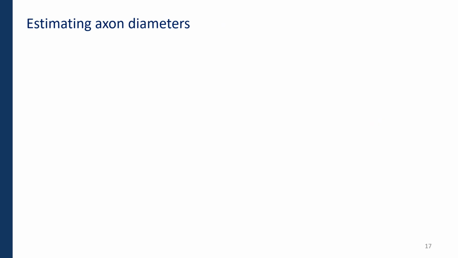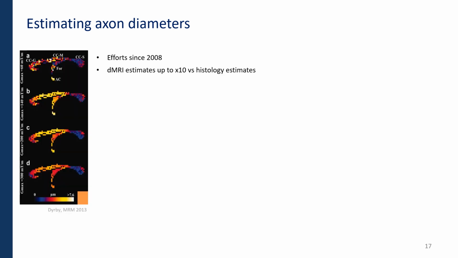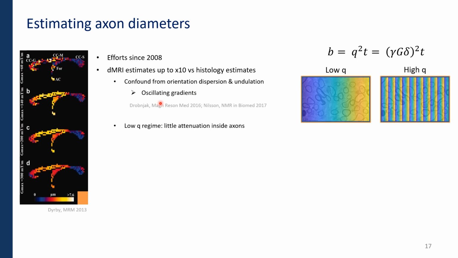So there has been a very long effort in the community to try to estimate axon diameters from diffusion MRI measurements. And this has been going on roughly since 2008. Now, the initial dMRI estimates of axon diameters were up to 10 times the histology estimates, but gradually, people in different groups have come to understand where this immense bias was coming from. First of all, there is a confound from orientation dispersion and undulation that was singled out using oscillating gradients.